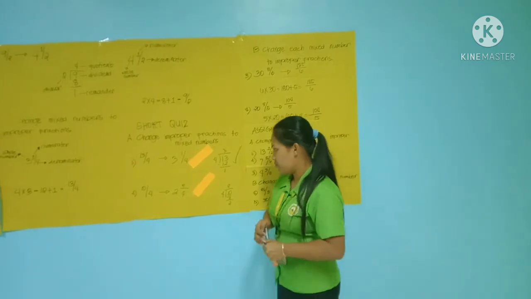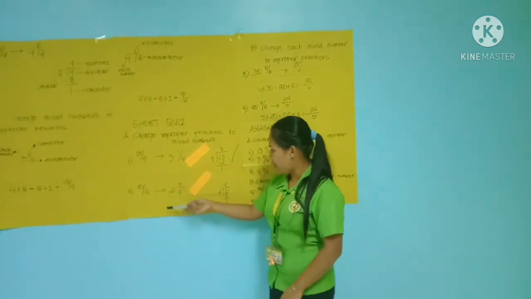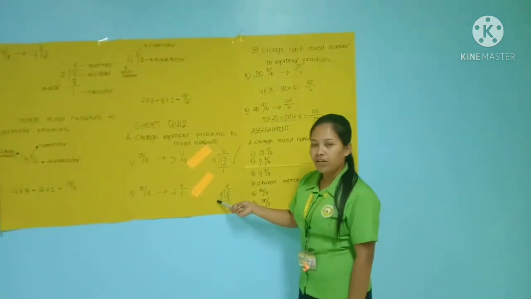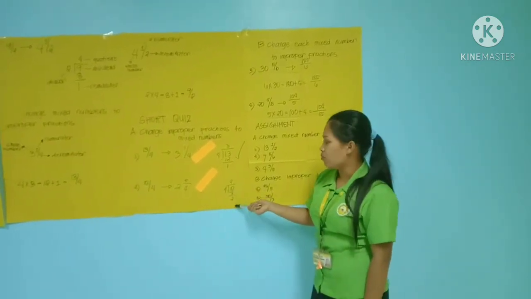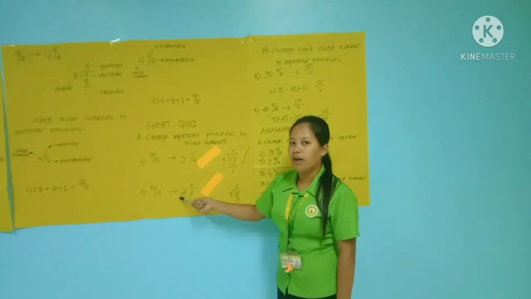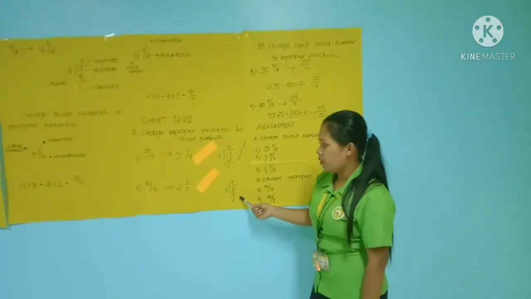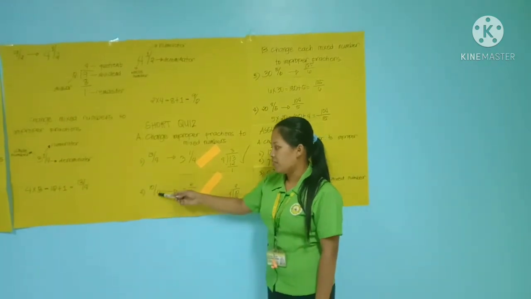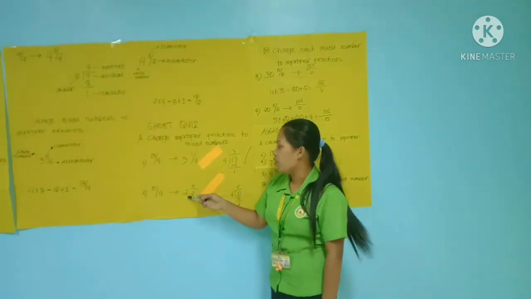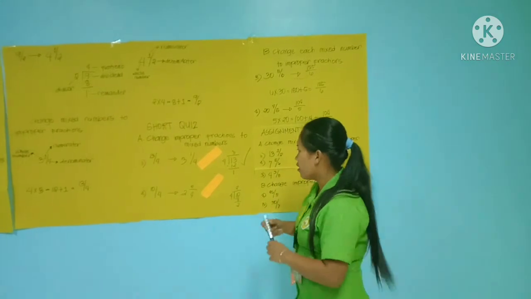Number 2. 10/4. 10 divided by 4 is 2. 2 times 4 is 8. 10 minus 8 is 2. So 2 will be our whole number. 2 will be our numerator, and we will just copy the denominator, which is 4. So 2 and 2/4. Correct.